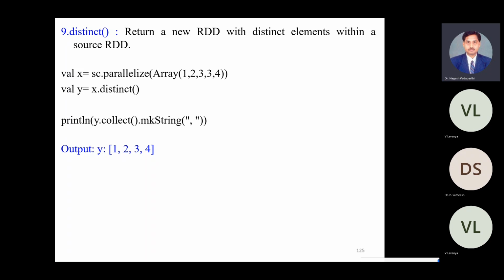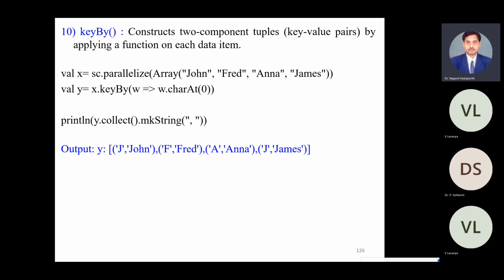So distinct is a transformation. It eliminates redundant values. So println y.collect.mkString separated with the comma. The output y value is 1 comma 2 comma 3 comma 4, because 3 is repeated twice. It will eliminate it whenever you are applying the distinct transformation function. Now the output is 1 comma 2 comma 3 comma 4. I think everybody understood.